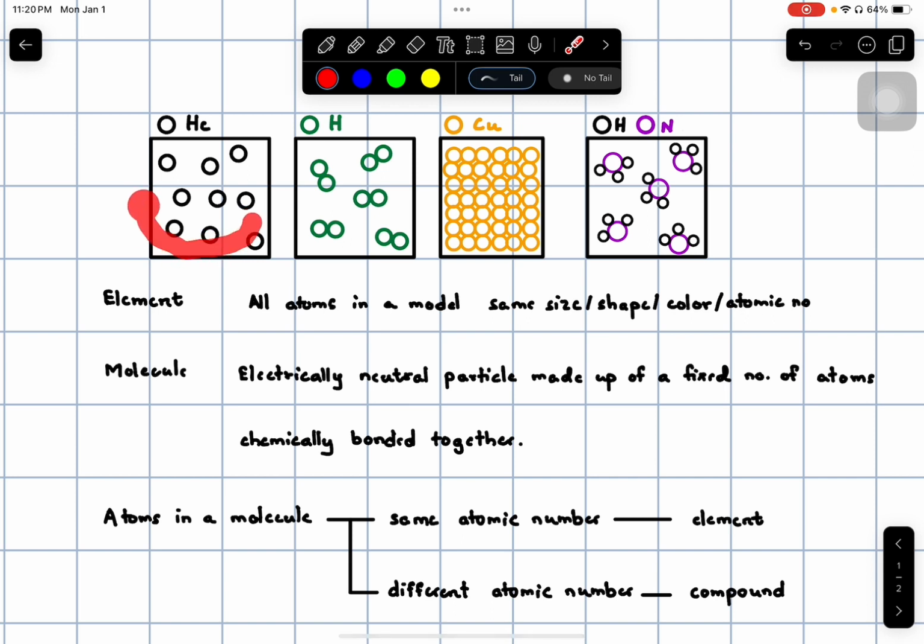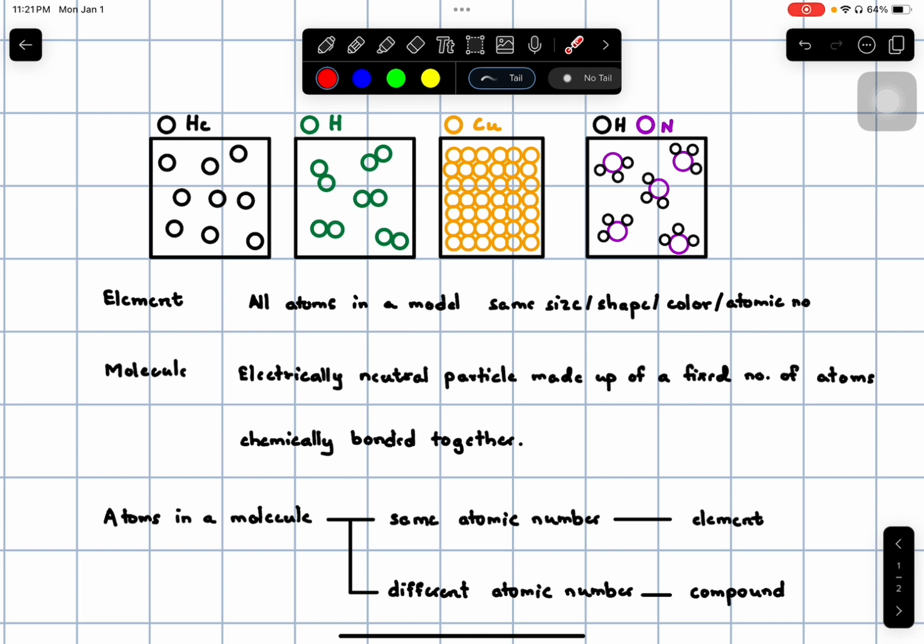Let's take a look at a model of helium gas here. We have atoms in this model, and all of the atoms in the model, they have the same size, they have the same shape, they have the same color. Therefore, this represents helium gas as an element.